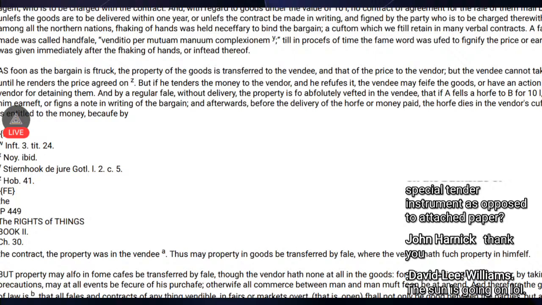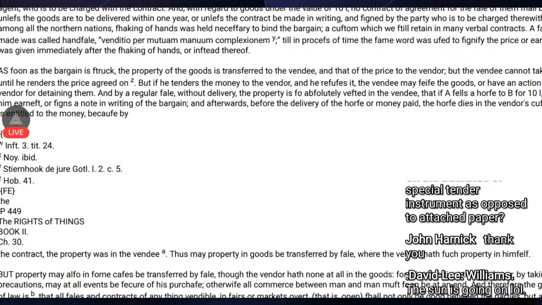A sale thus made was called hand sale, venditio per mutuum manuum complexionem, till in process of time the same word was used to signify a price, the price or earnest, which was given immediately after the shaking of hands or instead thereof. As soon as the bargain is struck, the property of the goods is transferred to the vendee, and that of the price to the vendor.